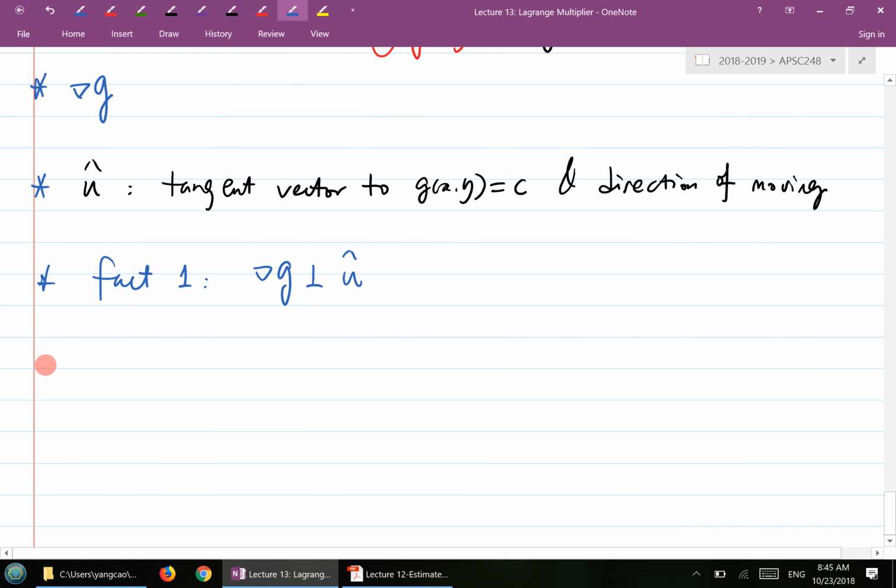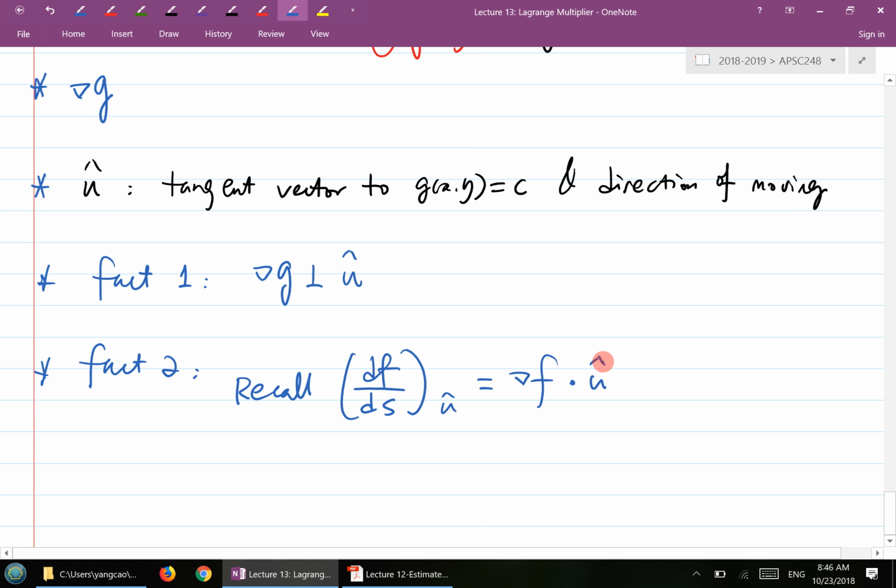So there's a second fact, but it is going to take a little bit of explaining. The second fact comes from the directional derivative. So recall the directional derivative formula is df over ds in the direction u hat equal to del f dot u hat. So that's the formula for the directional derivative.